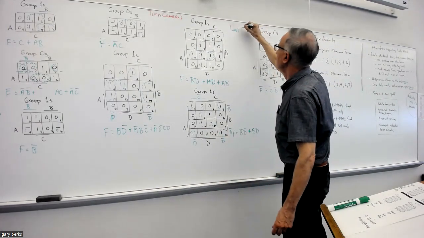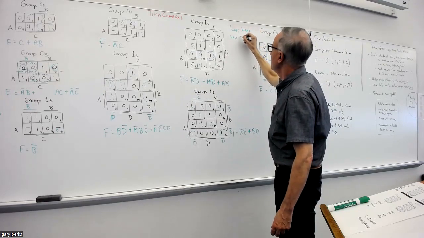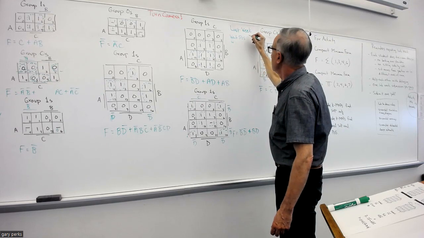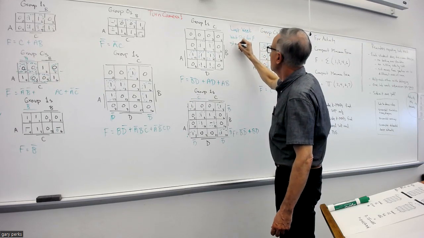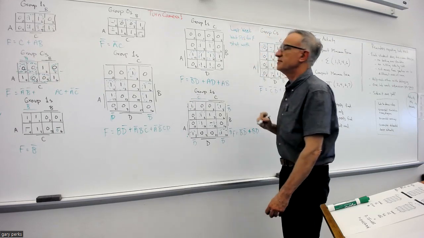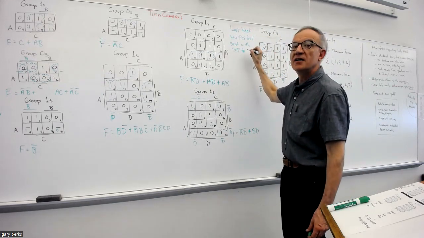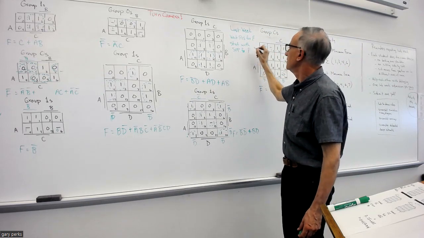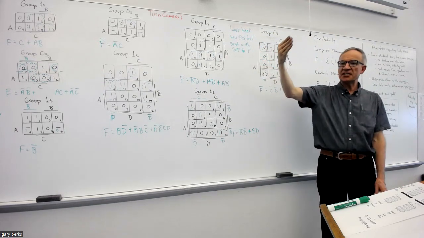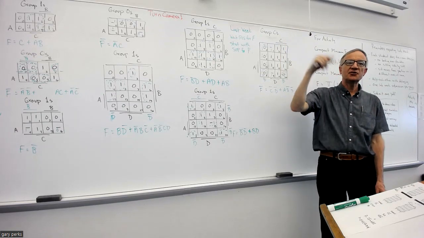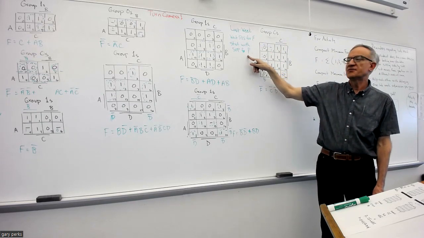But yeah, last week, right, we talked about if you want POS for F, you start with, what? SOP for what? Not F. Yeah, remember, right? Because once you have that SOP for not F, if you then do De Morgan's twice, right? Everything inverts, ands go to ors go to ands. So if you want POS for F, you got to start with SOP for not F.